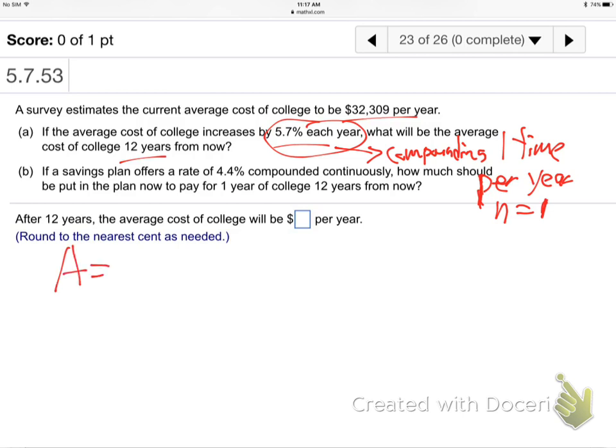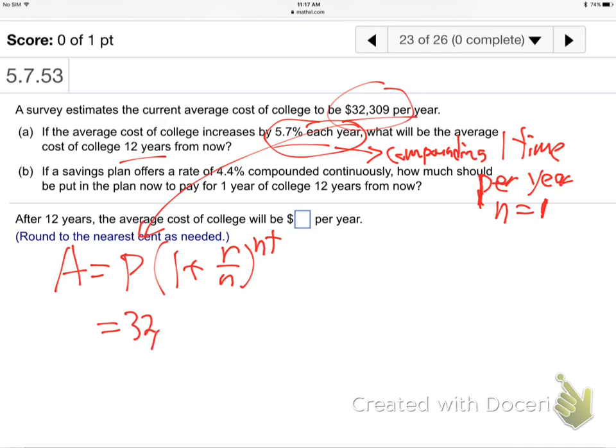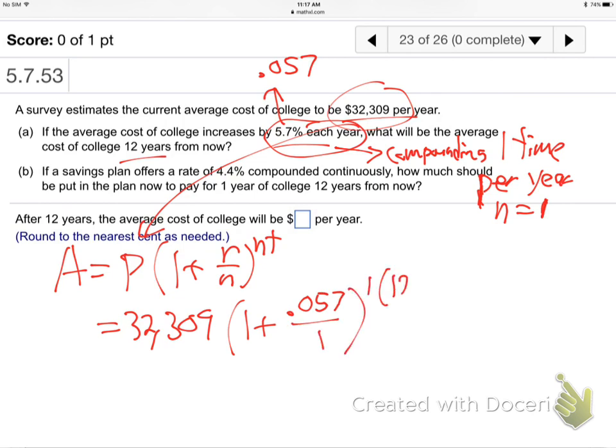So I'm going to use the same formula we've been using, P times (1 plus R over N) to the NT. The principal is the amount now, starting at 32,309. They're basically saying this 32,000 number will grow 5.7% each year. It'll become what in 12 years? So the rate, R, is 5.7%, which is 0.057. N is once per year, 12 years. Is that good?